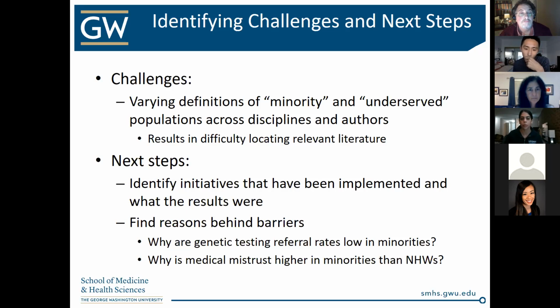And secondly, I think it would be really useful and really important to find the reasons behind the reasons. We know what a lot of the barriers are. We know that genetic testing referral rates are low in minority groups, but have we looked at why they're low? Why aren't clinicians giving these referrals? Why is medical mistrust higher in minority groups than in non-Hispanic whites? So just diving a little bit deeper into not just that the barriers exist, but why they exist.